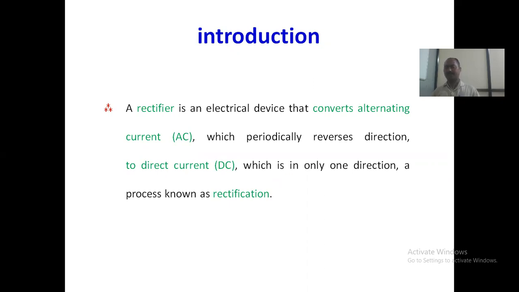AC and DC, we have discussed AC and DC. AC indicates alternating current. Alternating current has two half cycles. Two half cycles indicate a positive and a negative half cycle.